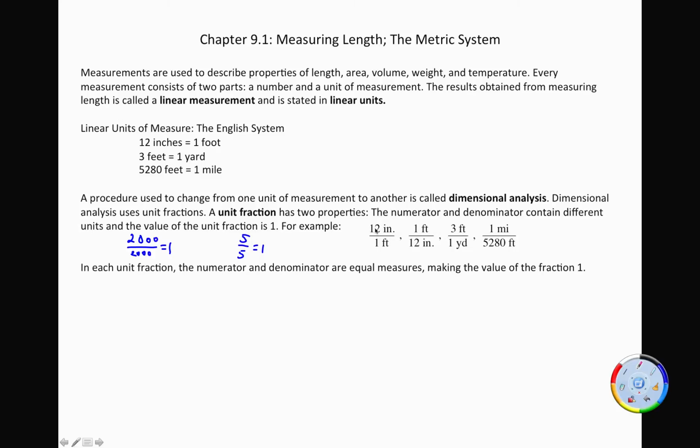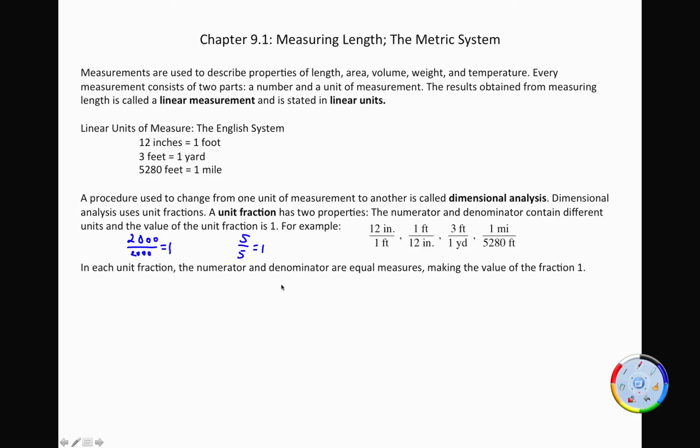Notice that 12 inches equals 1 foot. So as long as you're dividing the same value by itself, it's going to equal 1, but our numerator and denominator can contain different units. And also notice it doesn't matter which value you put in the numerator and which one in the denominator. That's going to be determined by your problem. Once again, in each unit fraction, the numerator and denominator are equal measures, making the value of the fraction 1.